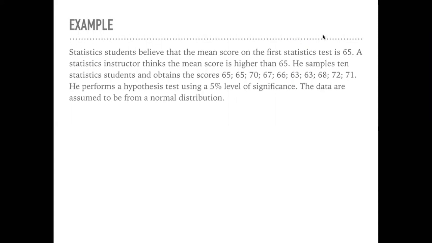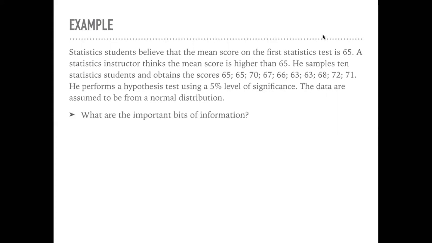So here we have students that believe the mean score on the first statistics test is a 65. And the statistics instructor thinks the mean exam score is higher. He samples 10 statistics students and obtains scores of 65, 65, 70, 69, 66, 63, 63, 68, 72, 71. He performs a hypothesis test using a 5% level of significance. The data are assumed to be from a normal distribution.